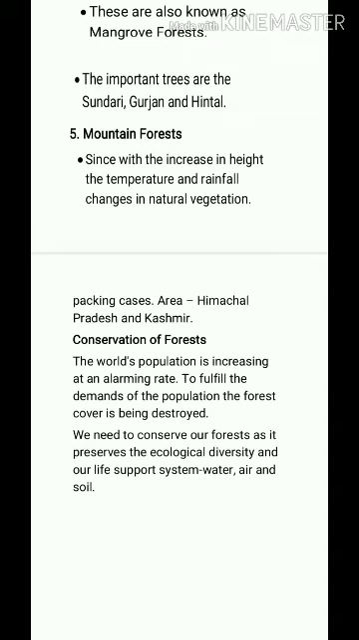People should be made aware of the importance and value of trees and encouraged to plant more trees. The famous Chipko movement in the Himalayas, Beej Bachao Andolan in Tehri, and Navdanya have shown the participation of the community in conservation of forest. Both processes are adopted by the government: social forestry as well as agricultural forestry. We need to conserve our forest as it preserves the ecological diversity and our life support system: water, air, and soil.